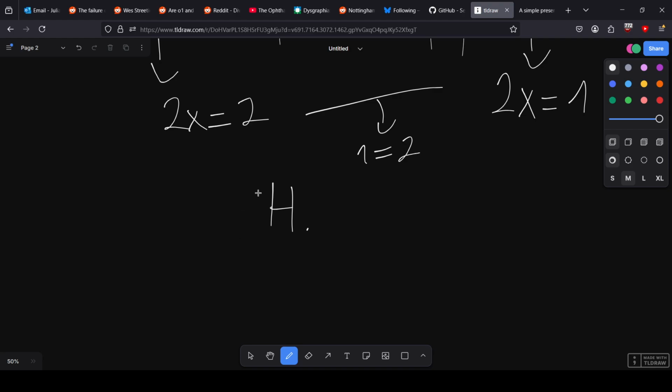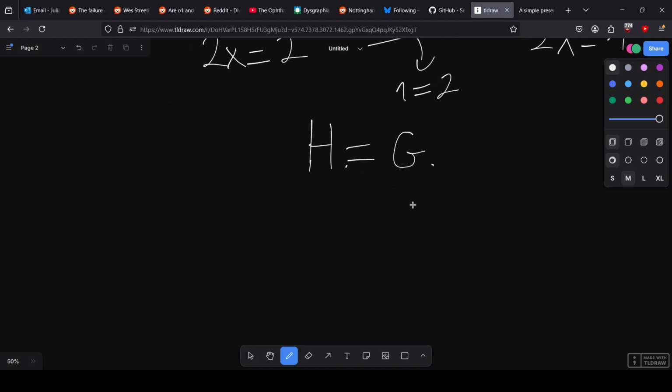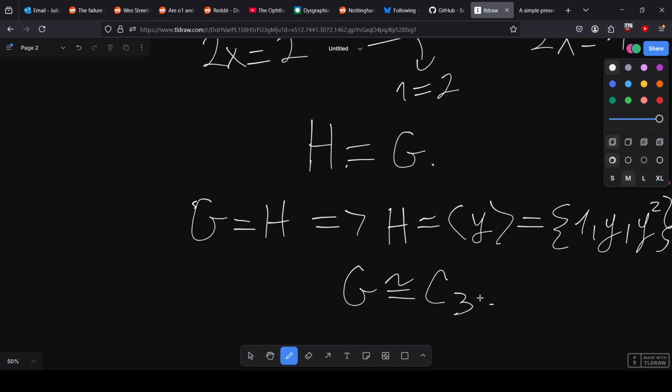But if there is only one coset, we know that cosets partition a group. So h is equal to g. Which is very funny, because that means that if g is equal to h, we automatically have that, since h is a cyclic group generated by y, which has elements 1, y, and y squared, g is isomorphic to the cyclic group of order 3, and we are done.